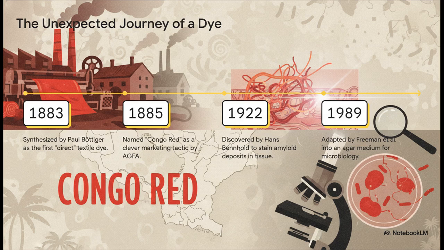and boom, it sold. It wasn't until 40 years later that a doctor noticed it could also stain weird protein clumps in human tissue, things called amyloids. And then it took almost 70 more years before it finally made its way into our world, microbiology. This winding path is really the perfect setup for our cautionary tale.